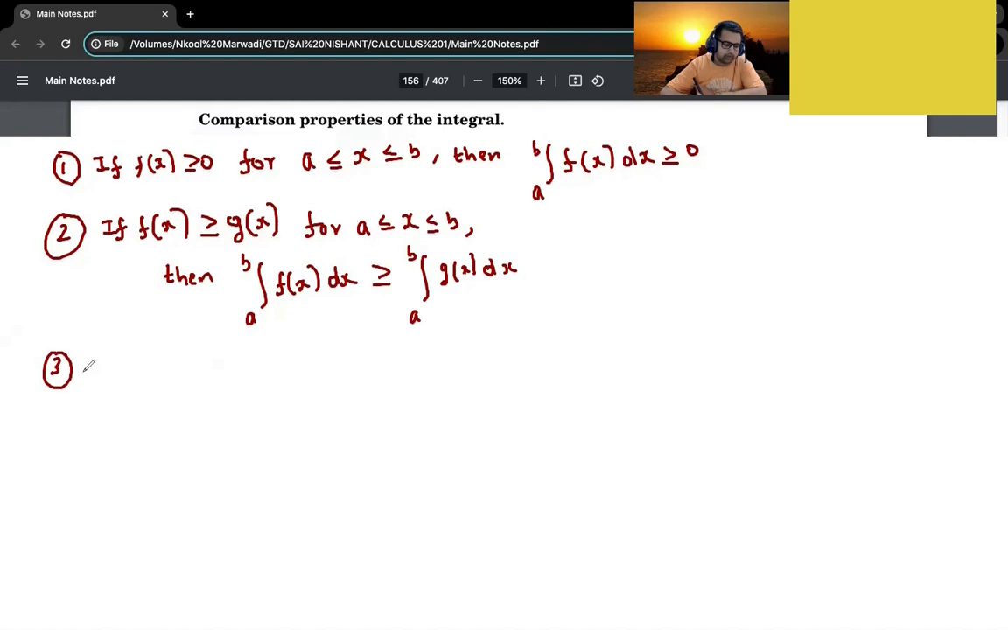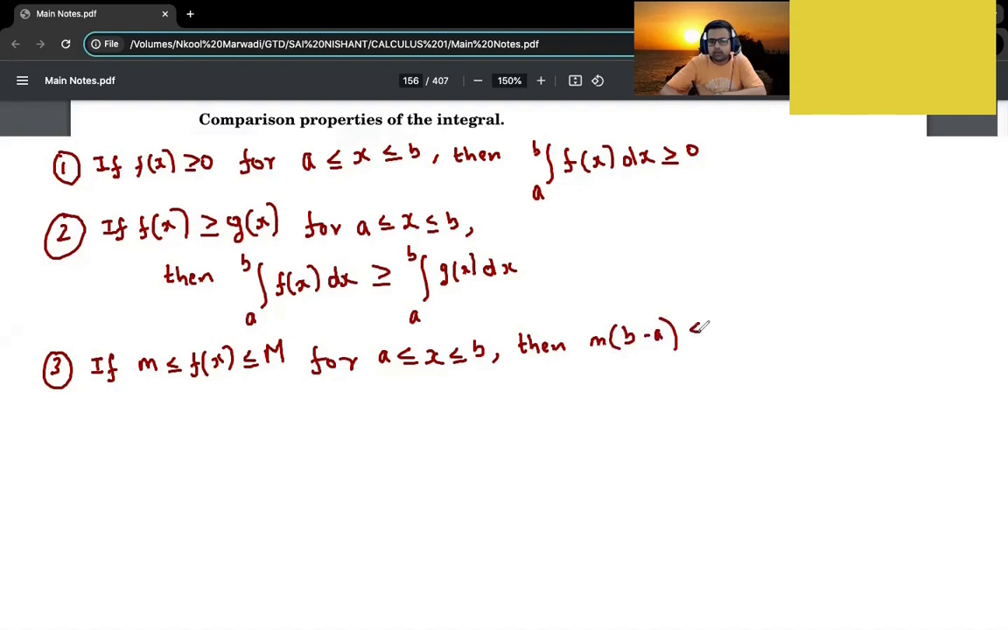One more very interesting property: I have a function which lies between small m and capital M, where small m is the minimum of the function and capital M is the maximum, the global minimum and global maximum of the function for an interval. So in an interval a to b, we can say that m times b minus a is less than or equal to integration of a to b f of x dx, which is less than or equal to capital M times b minus a. This is an interesting property.